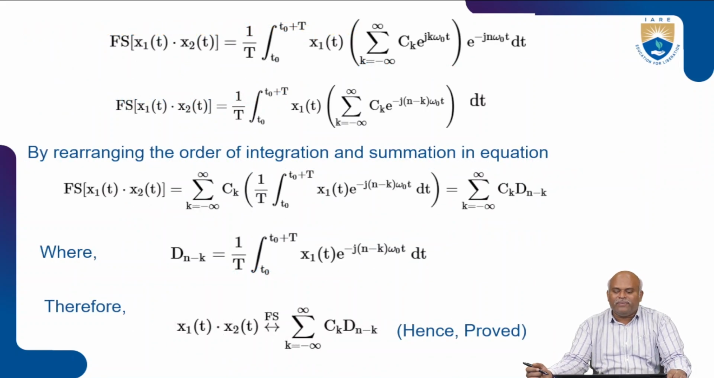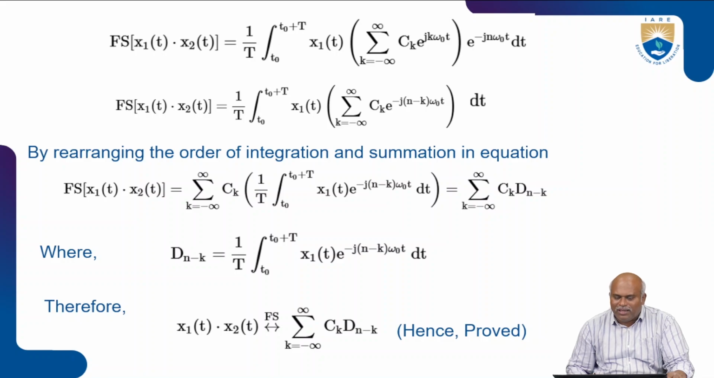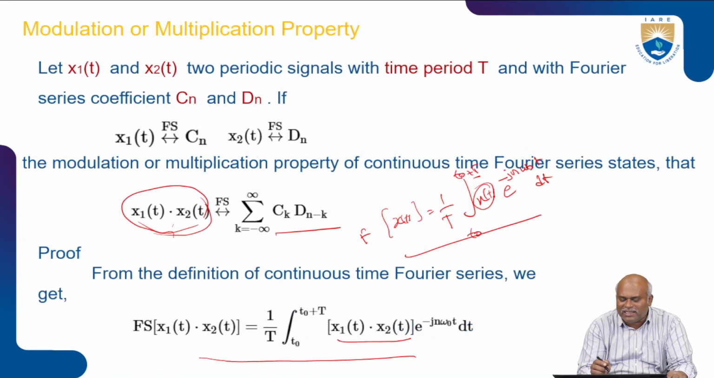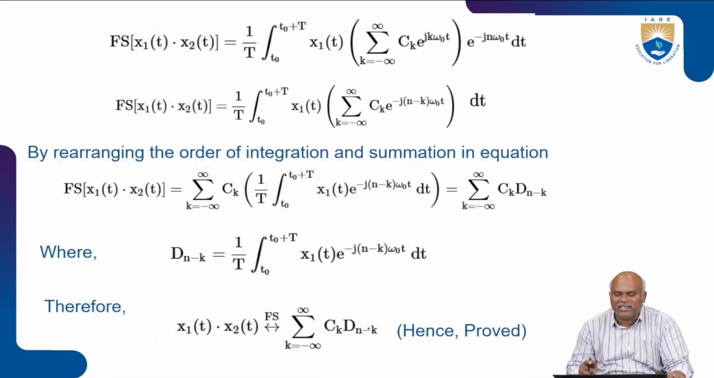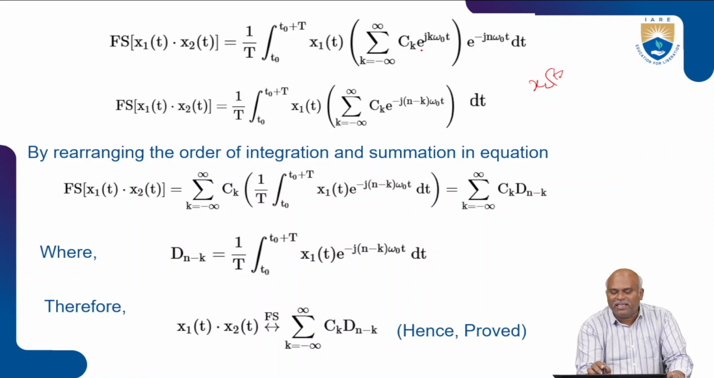Now we may take the Fourier series condition of x2 only. What is that? For x2, we write the Fourier series condition. So 1 by T, integration from t0 to t0 plus T, x1 we take out, then x2 of t I should write as the summation k equal to minus infinity to plus infinity of c of k e power j k omega 0 t. Here I use k.